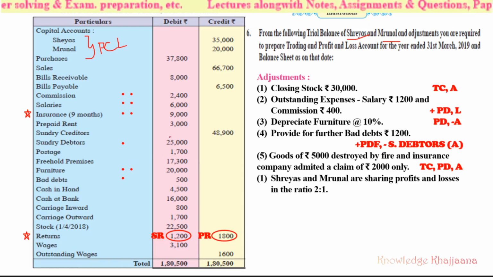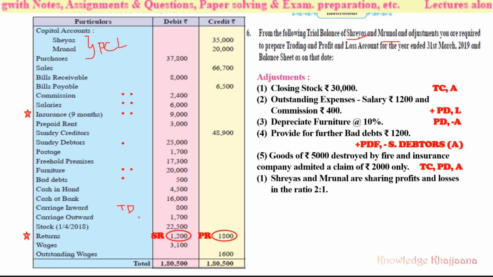See, freehold premises are assets. Furniture asset. Bad debts, profit and loss account debit side. Cash in hand asset, cash at bank asset, carriage inward. Carriage inward means inward carriage paid while bringing the material inside. So it will go to the trading account debit side. Okay, trading account debit side.